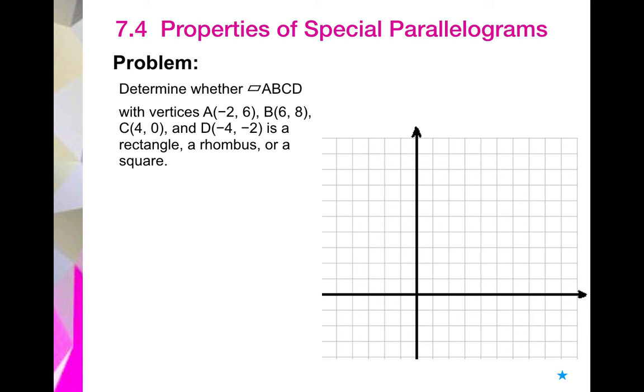You're going to use that same technique with this problem, A, B, C, and D. You should plot it out and then use the same techniques with the slopes and the midpoints to figure out whether it's a rectangle, a rhombus, a square, or any combination of those three. And then we'll revisit these in our class tomorrow.